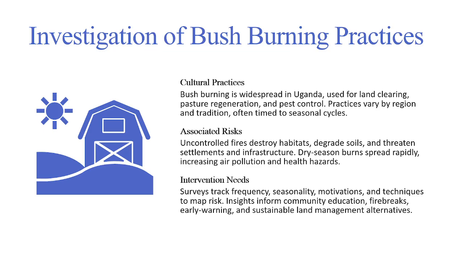It's this same information that would later be used to develop an ESMP, that's Environment and Social Management Plan, which in the language of the health and safety profession is just an action plan. How do we mitigate these risks? Intervention needs surveys, tracking frequency, seasonality, motivations, and techniques to map risks. Insights inform community education, which is very important: community sensitization, fire breaks, early warning, and sustainable land management alternatives.